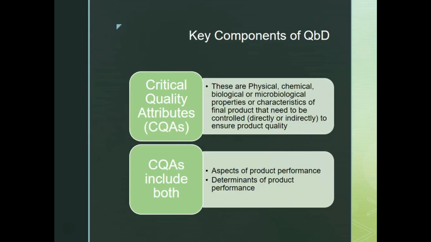Some key components of QbD and some techniques or acronyms we would have used before, one being critical quality attributes, or CQAs. These are physical, chemical, biological or microbiological properties or characteristics of the final product that need to be controlled, either directly or indirectly, to ensure product quality. And CQAs, or critical quality attributes, include aspects of product performance, as well as determinants of product performance.